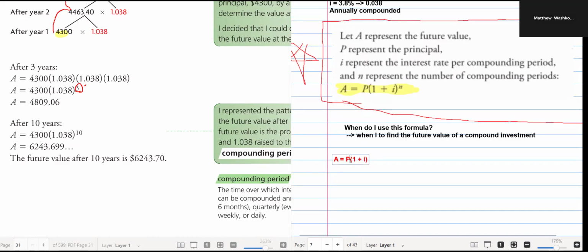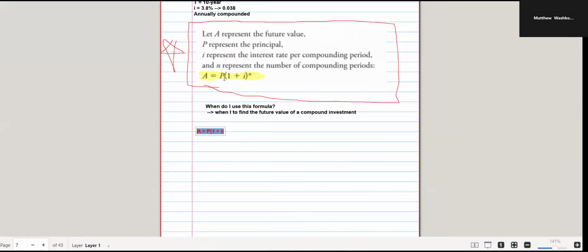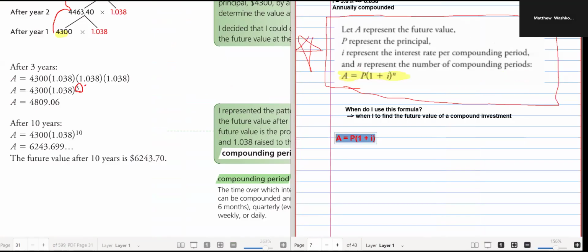Actually, let me make this a little bit bigger first. I'm going to make you bigger. Aha! There we go.